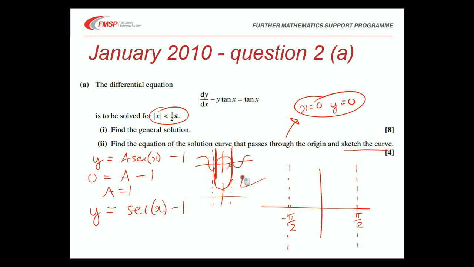It's the same as this graph, which I was sketching for sec, but it's had 1 taken away from it, and that's not a surprise because it's got to go through the origin. It told us that, so we can now draw this going up like this. And that sort of sketch, as long as you've marked in the important points, I think you need to mark in the asymptotes here, but if you've done that, you're going to get 4 marks for that. And that is the end of January 2010 D question 2A.